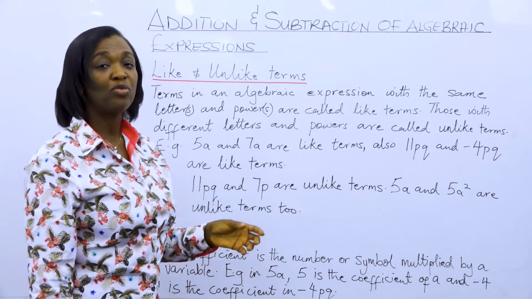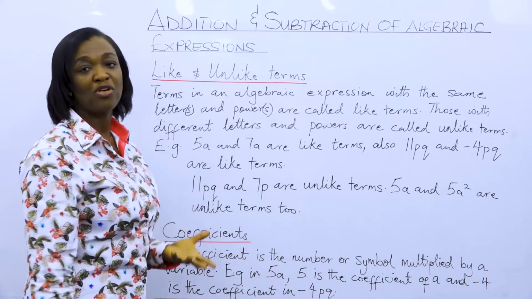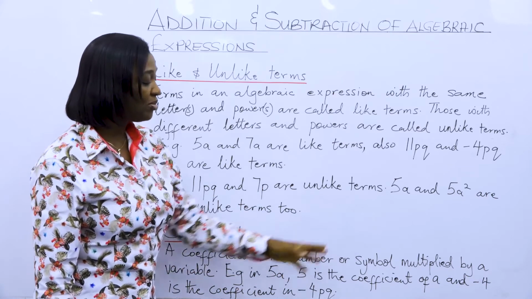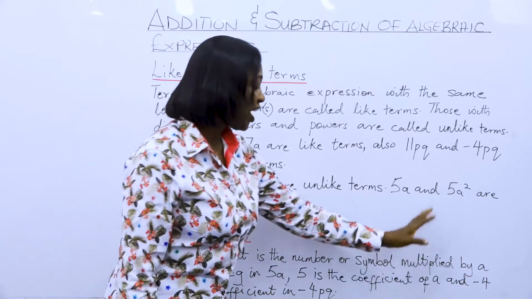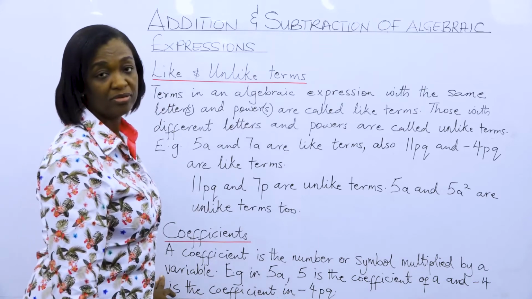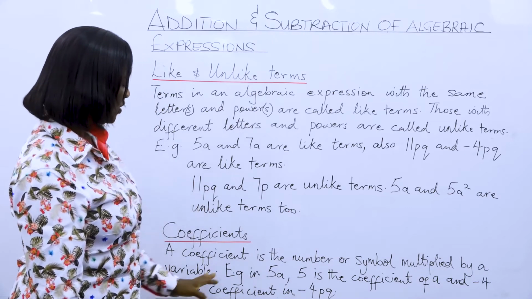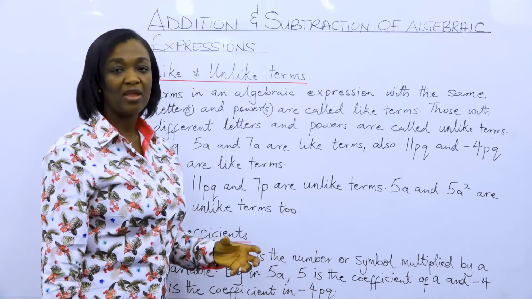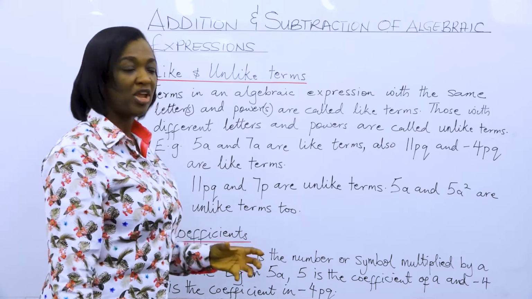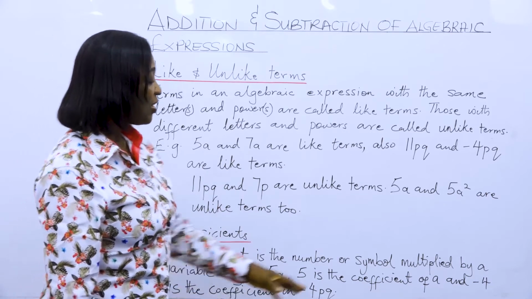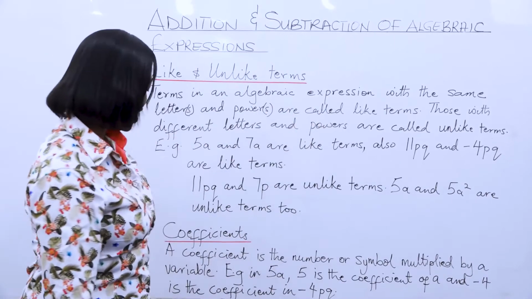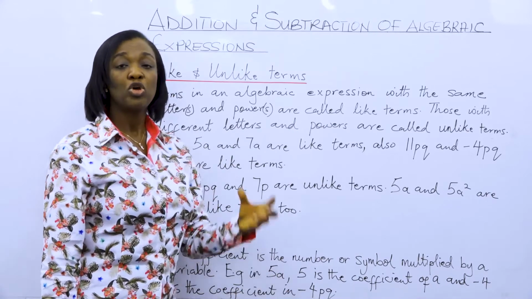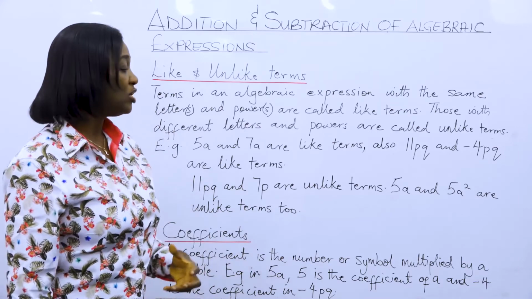The next vocabulary we'll look at is coefficients. What is a coefficient? A coefficient is the number or symbol multiplied by a variable. For example, in 5a, 5 is the coefficient of a because 5 is a number attached to a. And minus 4 is the coefficient in minus 4pq. So coefficient is a number attached to the variable.